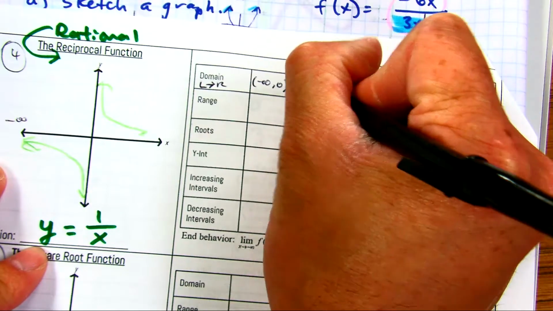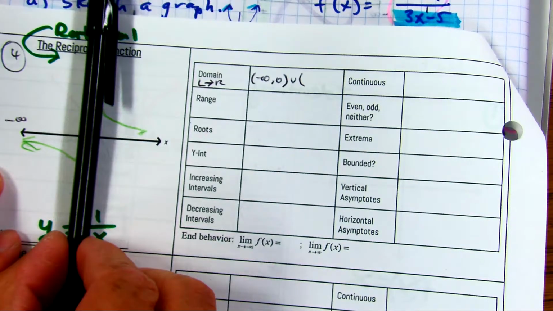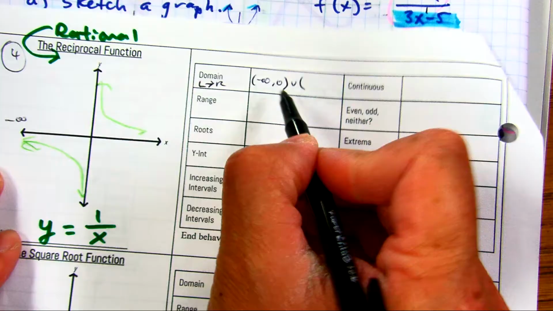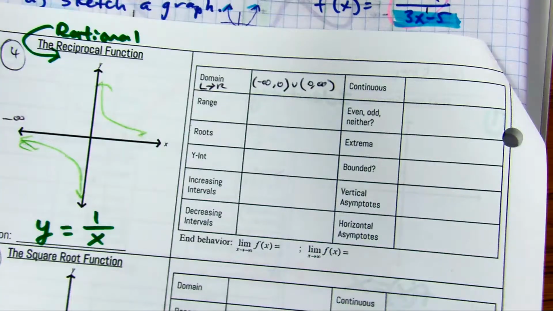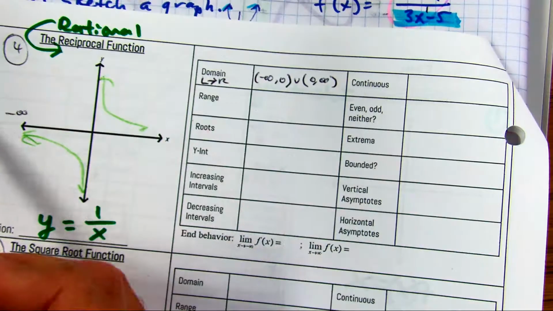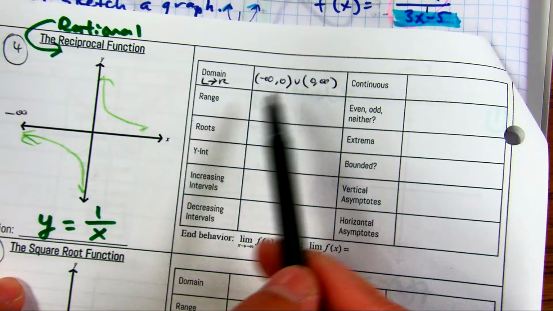It's going to be in union with. Starting here, it's 0, but you're not touching 0. That's a parentheses to infinity. So that's our domain. Basically, on the x value, you can pick any number except for 0.